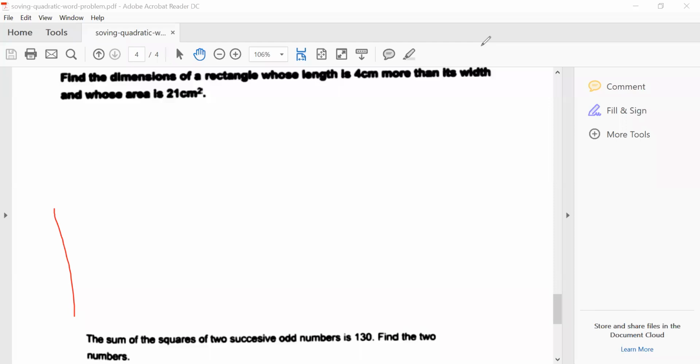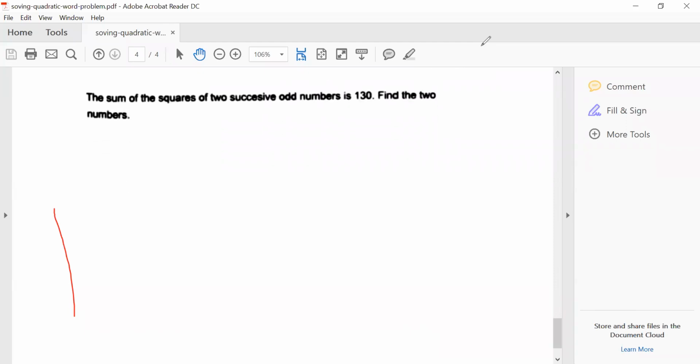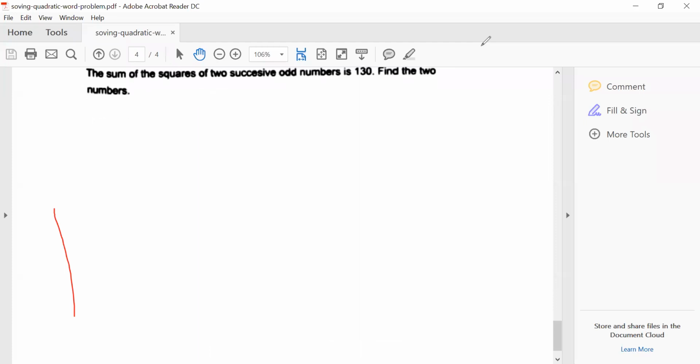Okay, let's see this one. The sum of the squares of two successive or consecutive odd numbers is 130. Find the two numbers. At the beginning, I told you if I want two successive or consecutive odd numbers, and I consider one of them x, the other will be x plus 2, not x plus 1.